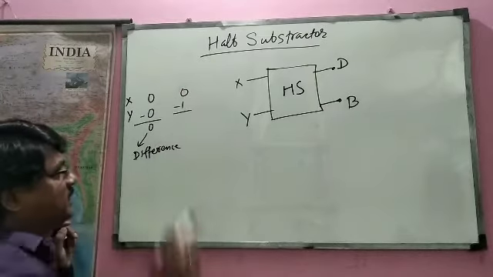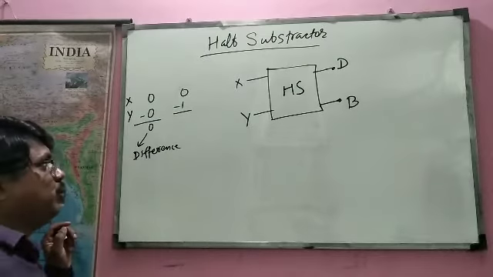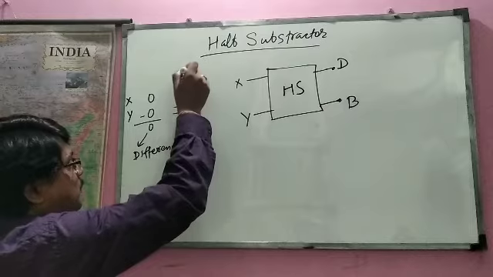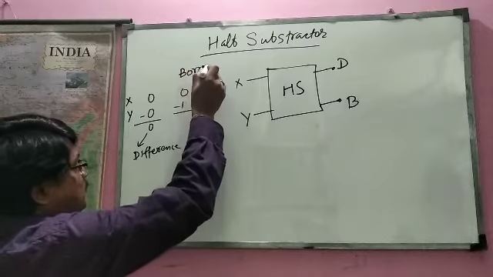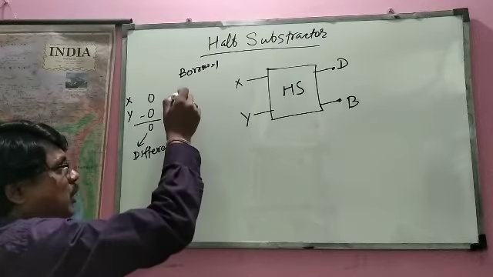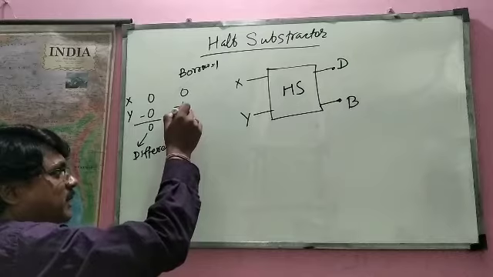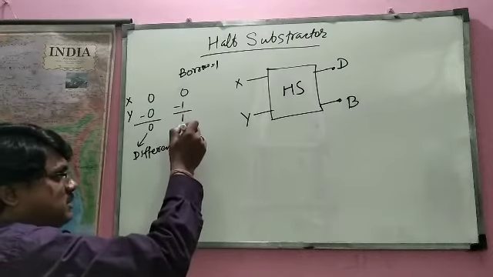Can we subtract 1 from 0? No, it is not possible. So we will have to take a borrow. Let us suppose the borrow is 1. Now it becomes 2, and if we subtract 1 from 2, it becomes 1. So this is the difference.